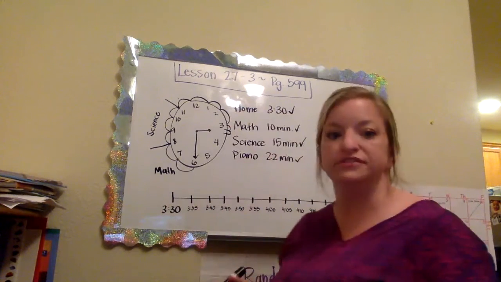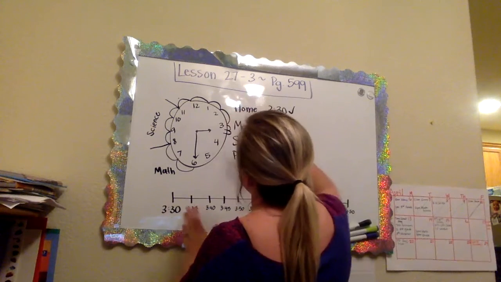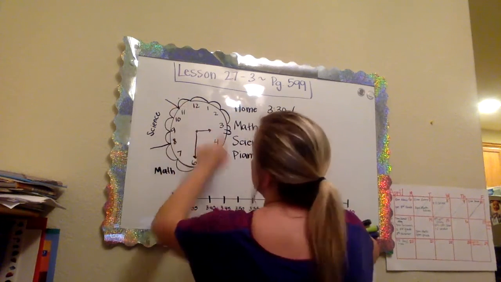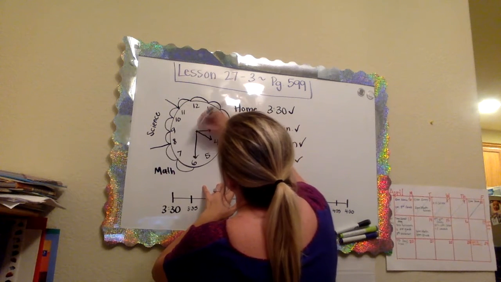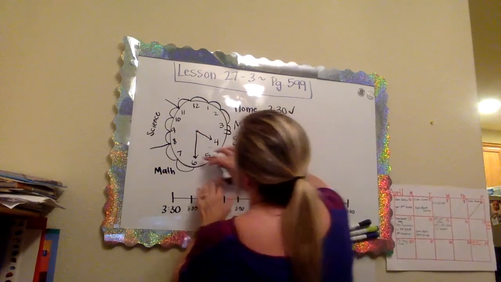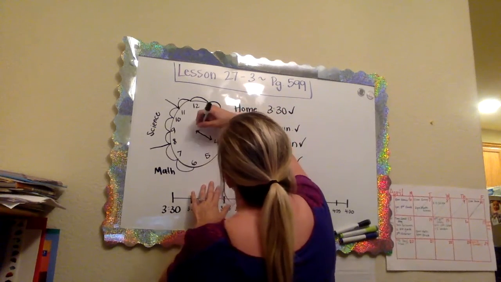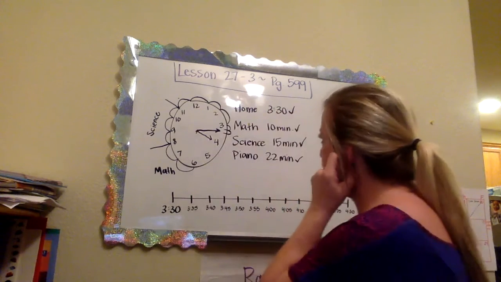So now I need to figure out what time is it? So we passed the 12. So that means it is no longer 3 o'clock. It is now 4. So I'll erase that. And then the minute hand moves to 2 spaces after the 3.